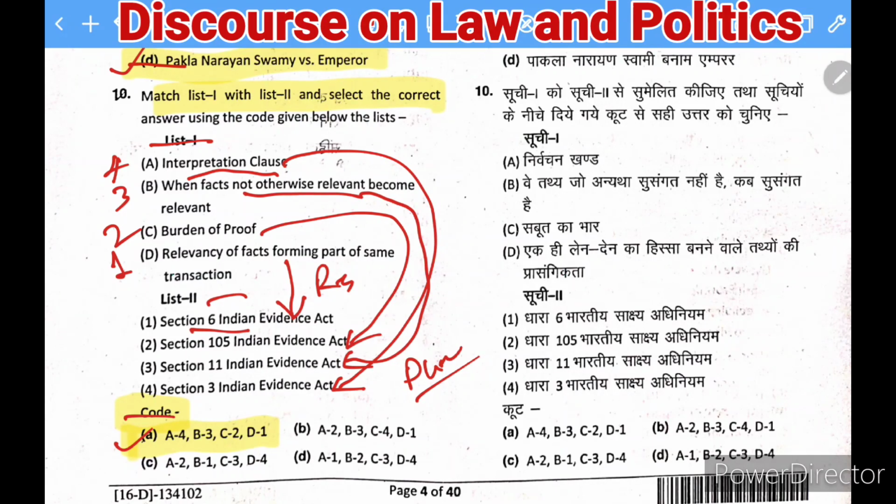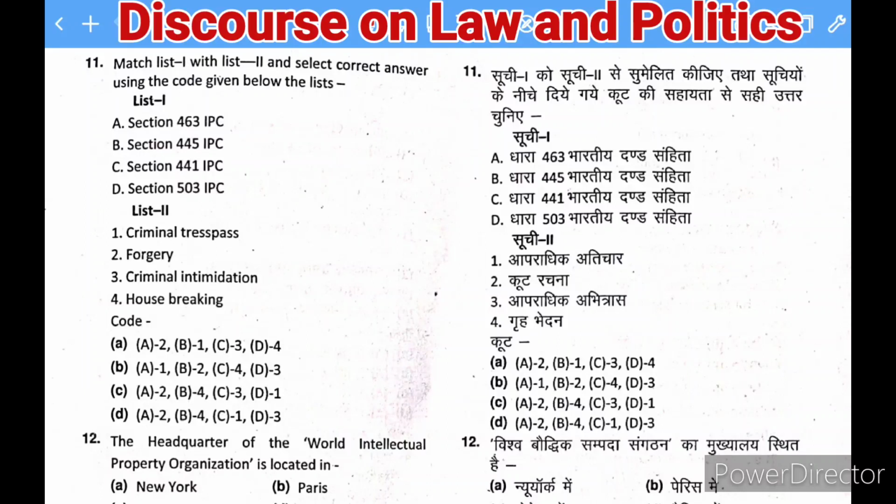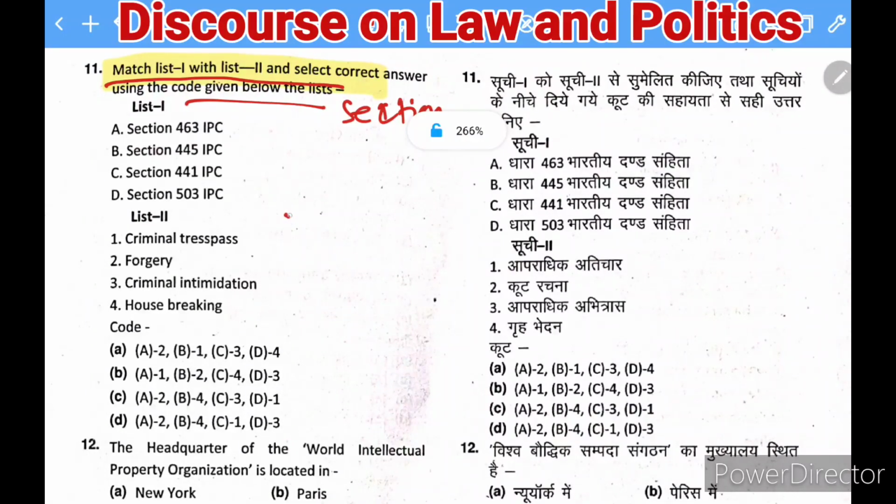Now let's see the next question. Again you can see the next question is about matching the list. So the questions are coming so much from matching the list. Therefore, my dear friends, for the UP prelims, we all need to know the provisions and the sections, so that we can solve these questions. Okay, let's see. List 1 has the sections, and list 2 has the provisions.